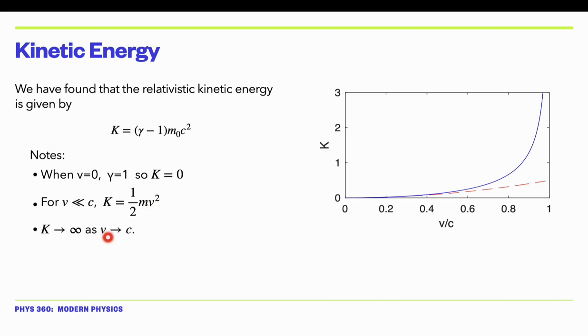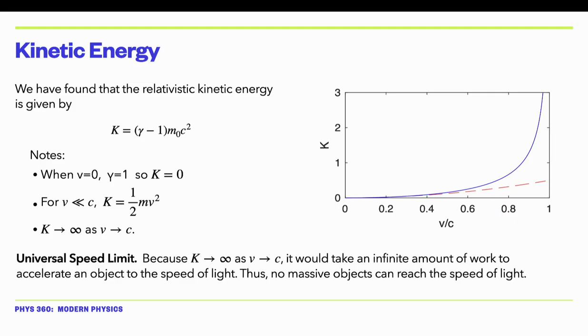As the velocity approaches the speed of light here, the gamma factor goes to infinity, and so therefore the kinetic energy goes to infinity. So the kinetic energy diverges as you get closer to the speed of light. So this right here is why the speed of light is an ultimate speed limit in the universe. Nothing can accelerate up to the speed of light because it would take an infinite amount of work to bring the object up to that velocity.